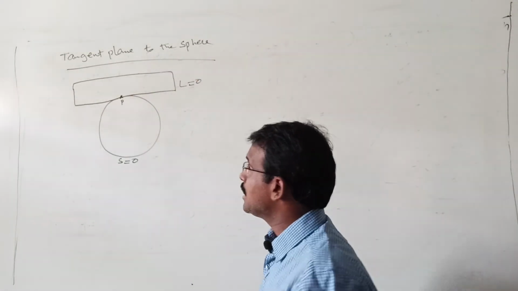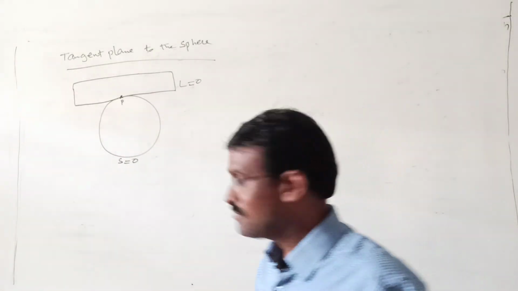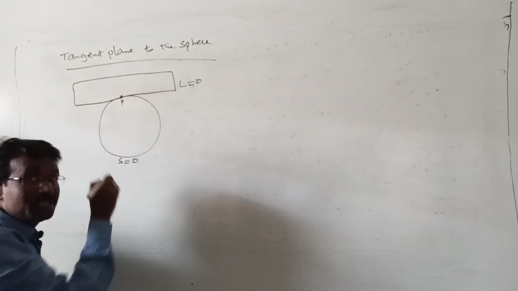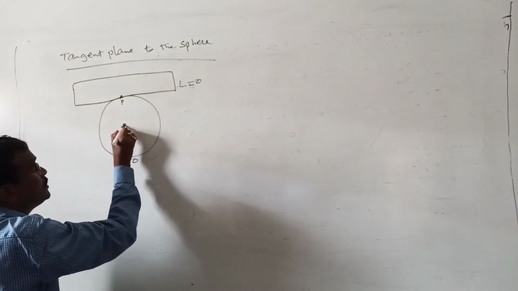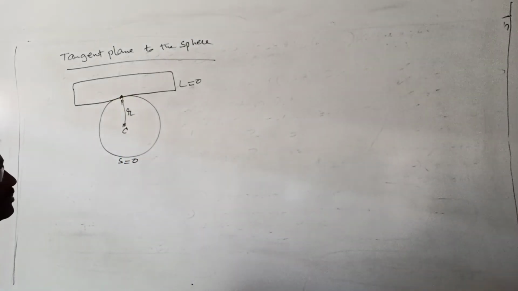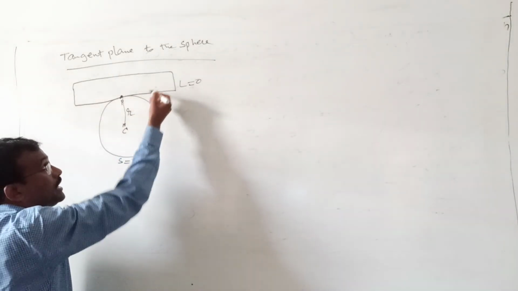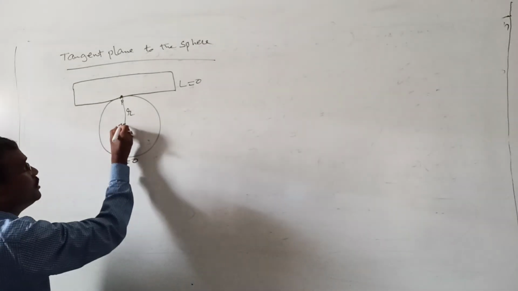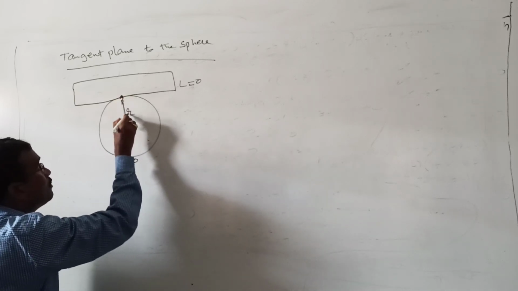Now according to this diagram, we can proceed with one mathematical expression for the tangent plane condition. If a plane is a tangent plane to the sphere, or a plane touches the sphere, then the perpendicular distance from the center of the sphere to the plane is the same as the radius of the sphere. Once again I am repeating.